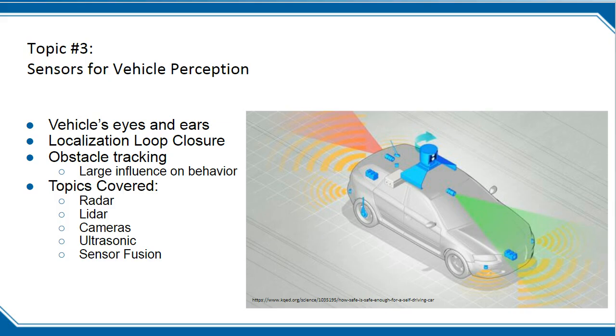Vehicle perception is basically the vehicle's eyes and ears. As I mentioned before, these sensors are used for localization loop closure, but they're also used for obstacle tracking. That means looking at static obstacles in the world like buildings or concrete barriers. It's also used for looking at other agents in the world such as cars, trucks, bicyclists, and pedestrians. We can even use sensors for vehicle perception to read lane markers and ensure that we are in the correct lane or that we're centered in a lane. In this topic, I cover the main typical sensors that you have in a self-driving car.